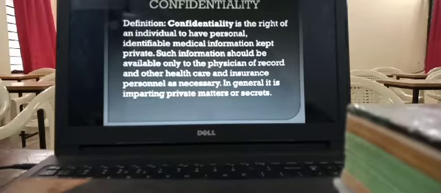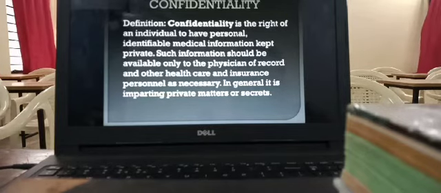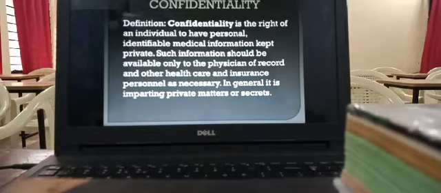Similarly, being in the medical profession, one should always know the importance of maintaining confidentiality. This not only includes the clinical data of the patient, such as the lab findings or the diagnosis, but it also applies to the personal identification data of the patient.